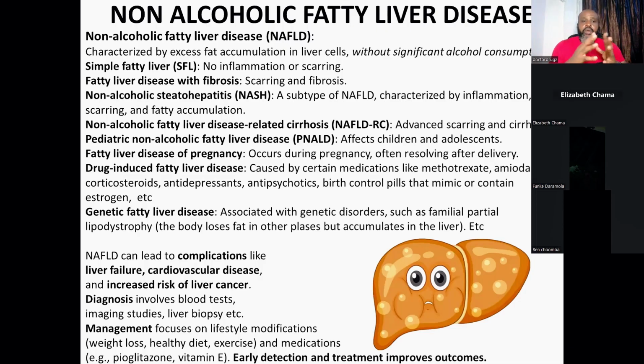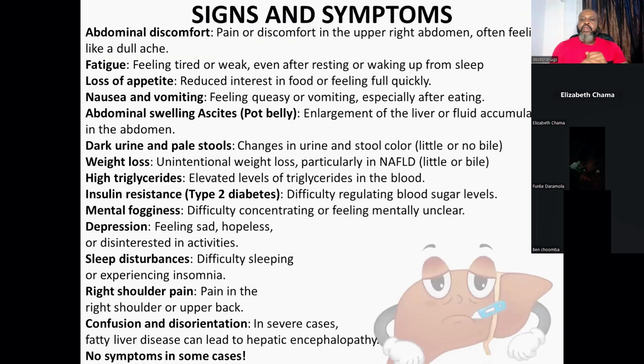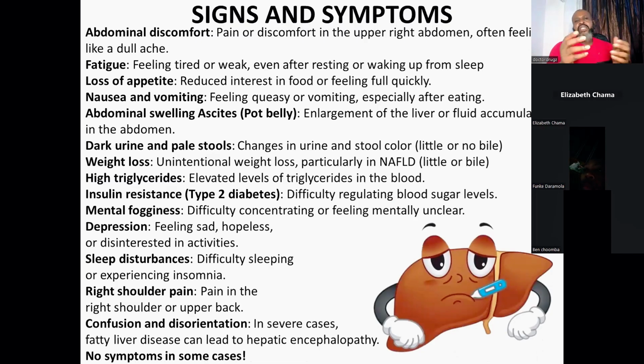Diagnosis is similar to the other one, and it involves blood tests, imaging studies, liver biopsy, etc. Of course, management focuses on what? Lifestyle modification, which includes weight loss, healthy diet, exercise, etc., medications, early detection, and of course, use of natural pharmaceuticals to ensure the best outcome. These are the signs and symptoms.